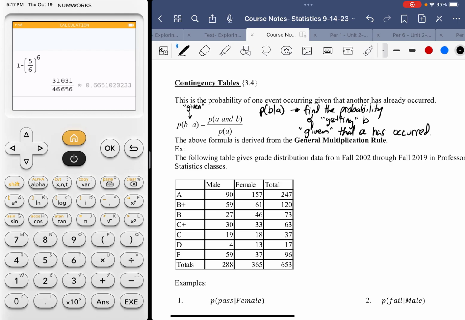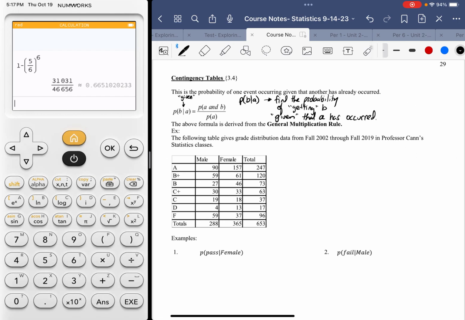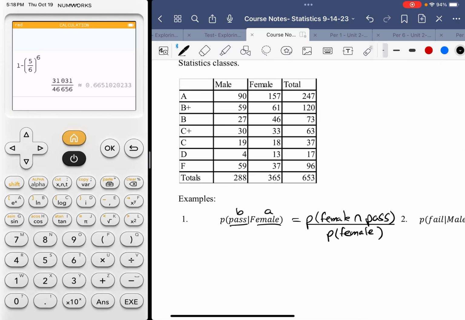All right. So in the case of number one, following the formula, I would call pass the B and female the A. So if I'm applying my rule, I'm looking for the probability of female and pass over the probability of female. Now there is a shortcut to what I'm about to show you, but I figured show it to you the first time, get a good feel for it, and then we go from there.